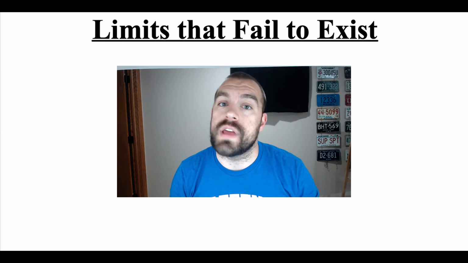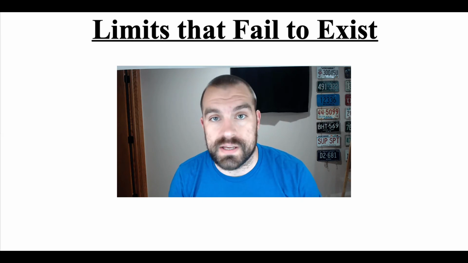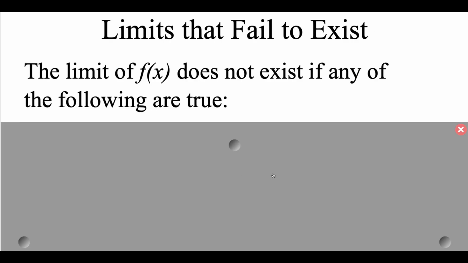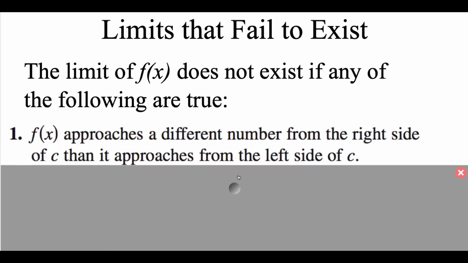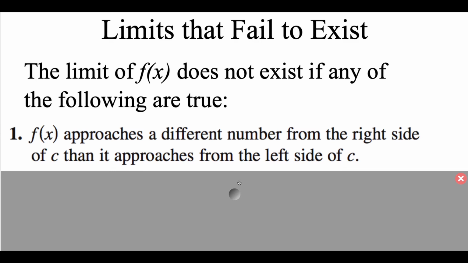In this video, we're going to take a look at limits that fail to exist. So there's a few things that can make a limit not exist. If we're looking at the limit of a function, it doesn't exist if any of the following things happen. If we look at approaching a specific constant, if our function approaches different numbers from the left side versus the right side, then that limit does not exist.